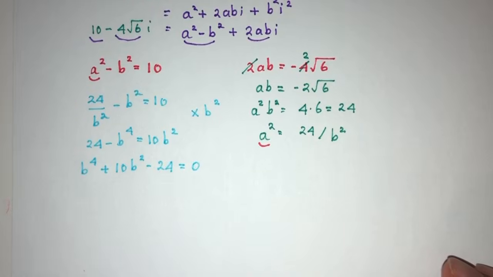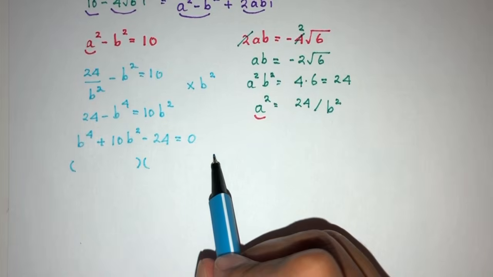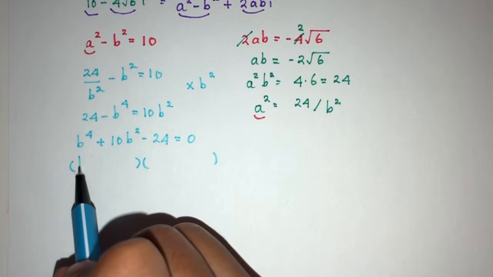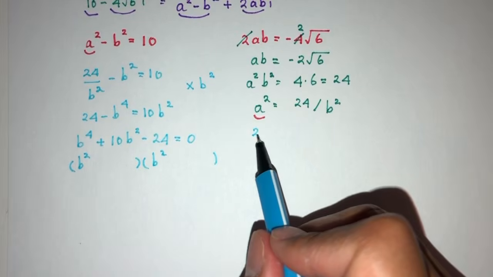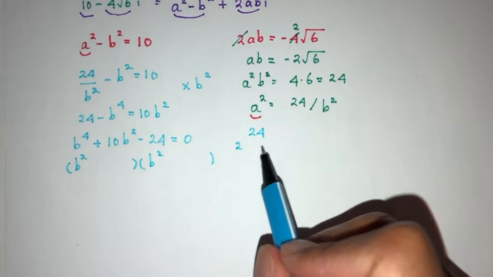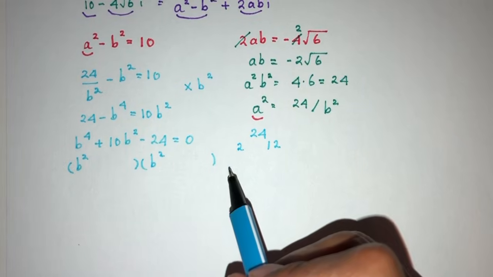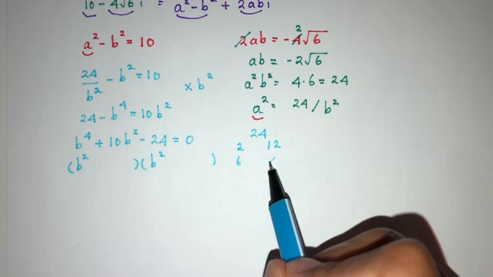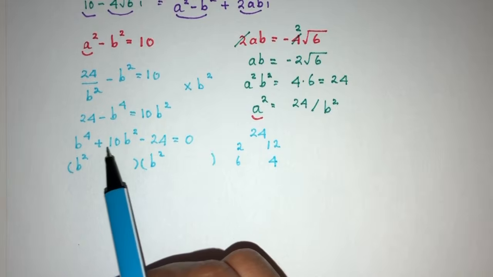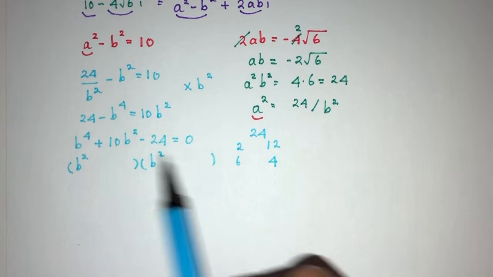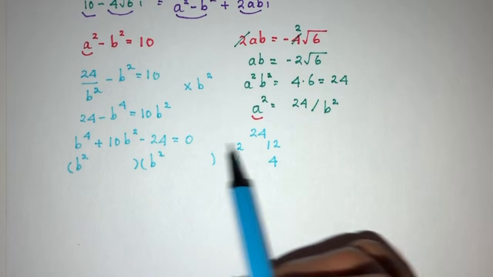Now we have a quadratic equation, right? We can factorize. That will be b power 4 is b squared times b squared. 24 can be 2 times 12, right? It can also be 4 times 6. But now the fact that we want the value of plus 10 here, we can use this one or this one. However, because here we have a minus, we'll have to use this one.